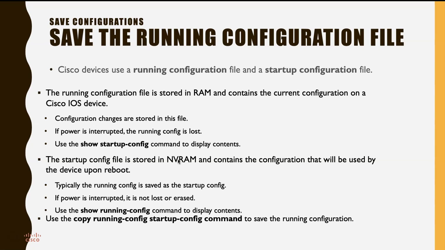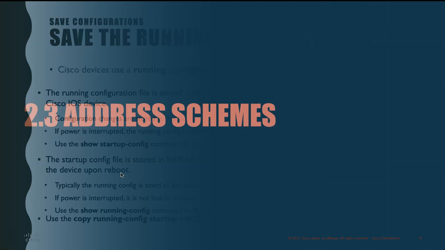Now, how do we save the configuration? You save the configuration once you're done with all your work by typing the following command: copy running-config startup-config. If you do this, whatever configuration is in RAM will be permanently copied into the NVRAM. I repeat, if you forget that and you reboot your system, you will lose everything that you were working on.